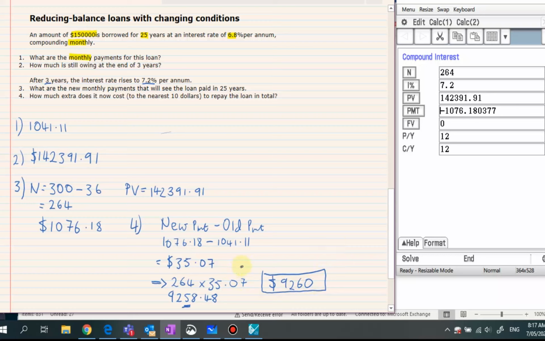Okay, and that's how we cope with changing conditions in reducing balance loans.